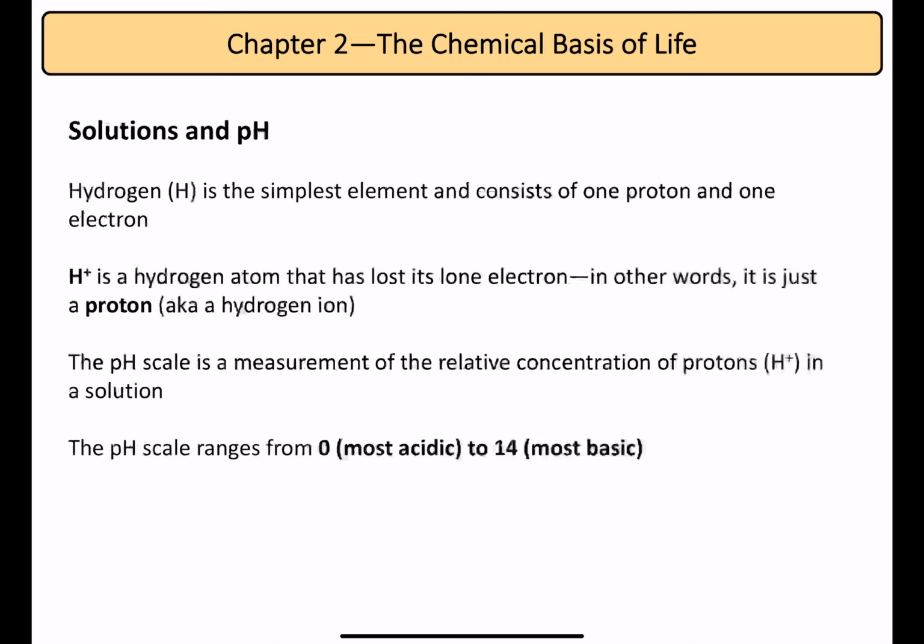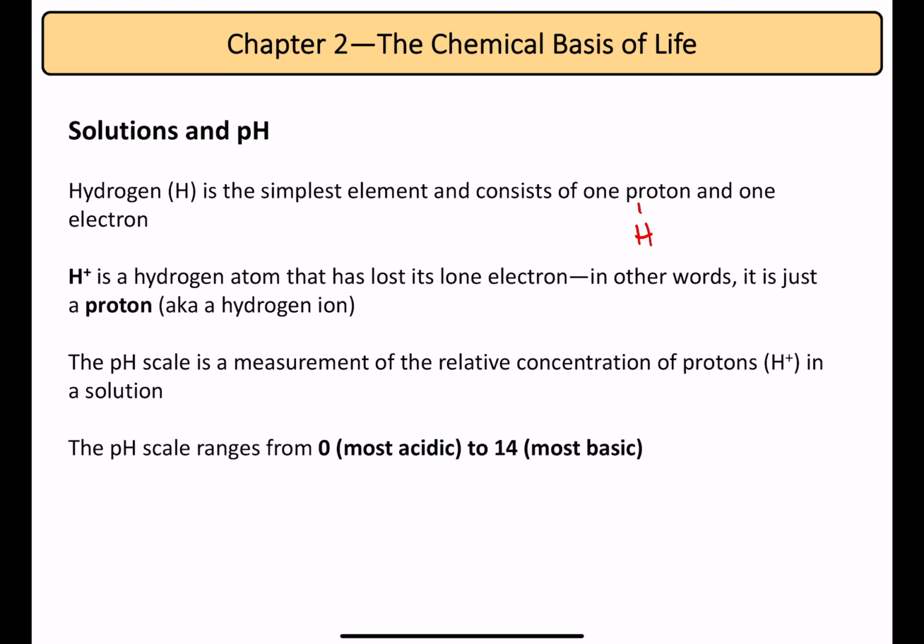But what is pH? What is it a measurement of? Well, it's a measurement of a certain specific ion in a water-based solution, and that ion is something called a proton, also known as a hydrogen ion. So remember, hydrogen is a very simple element. It just has one proton and one electron, right? Atomic number 1.